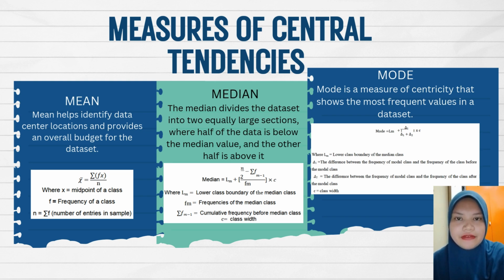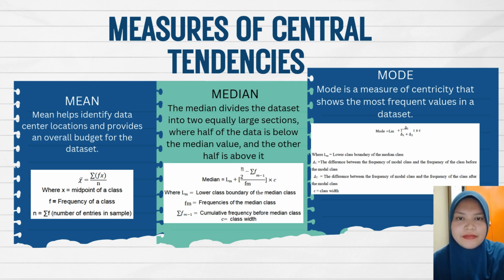Median. The median divides the dataset into two equally large sections, where half of the data is below the median value and the other half is above it. The formula of median is Lm, the lower class boundary of the median class, plus the fraction n over 2 minus the cumulative frequency before the median class, divided by Fm, the frequency of the median class, and multiplied by C, the class width.